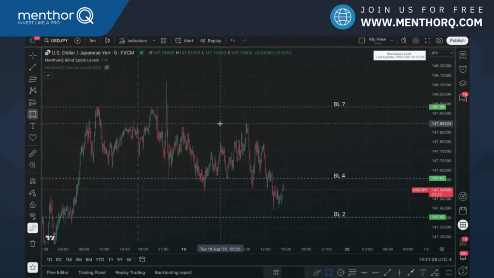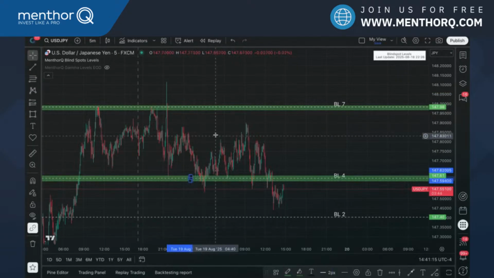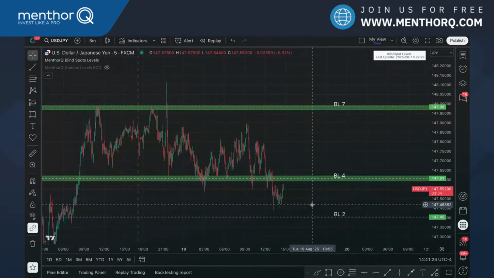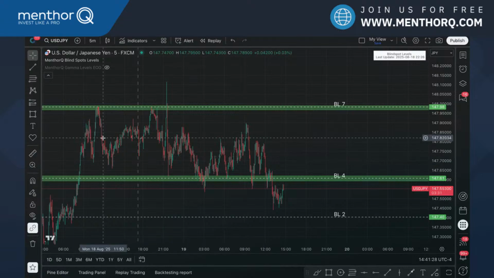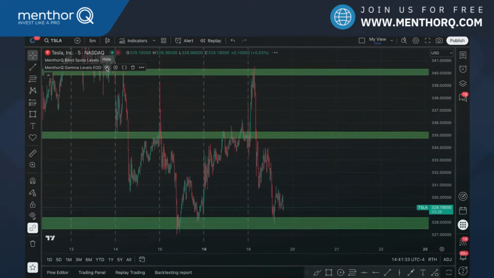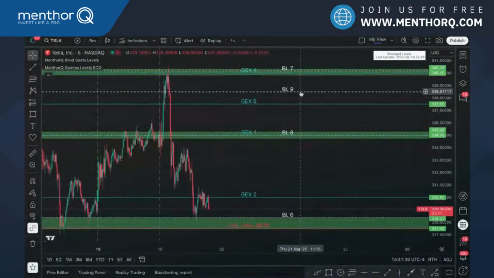What we see here is BL7 acting as resistance, and then obviously we have BL4 acting as strong support until we break down, and now we're kind of in a range in this area here. So another good example on Forex. So this again is a very good indicator, which is versatile, multiple assets, and can also be combined with your gamma levels, right? So we have our gamma levels here together with a blind spot on basically the major asset that you guys most likely will be trading.